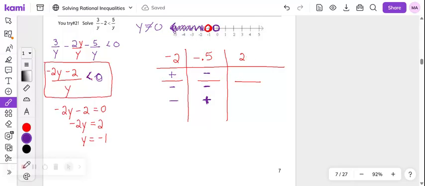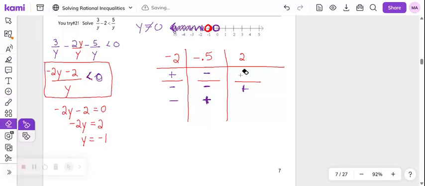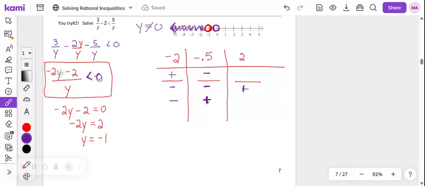Now we're going to drop a 2 in here. -2 times 2 is 4. 4 minus 2 is a positive over a positive. Oh, I'm sorry. That was a negative. My mistake. -2 times 2 is -4 minus 2 is -6, divided by a positive, that gives us a negative value. That's what we wanted, so this is also part of our solution.